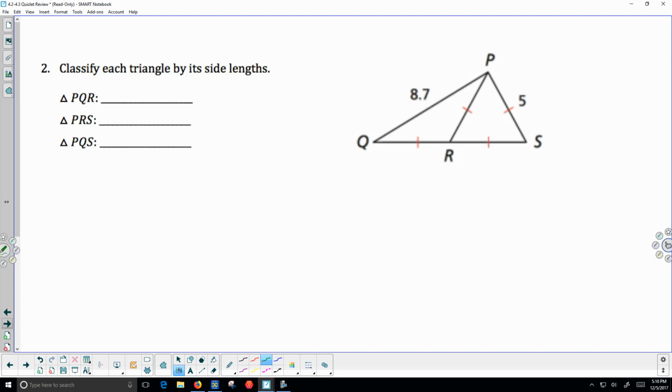So let's take a look at triangle PQR. I see that I have 2 sides that are congruent to each other. That's what those side lengths are telling me. So this is going to be an isosceles triangle. And then I have triangle PRS, which is this guy. And from the looks of it, it looks like I have 3 congruent sides. And this is by side length, so this would be equilateral. Awesome, equilateral.